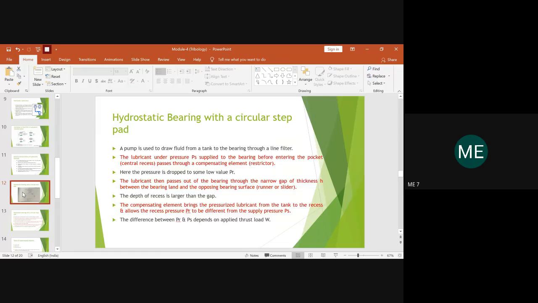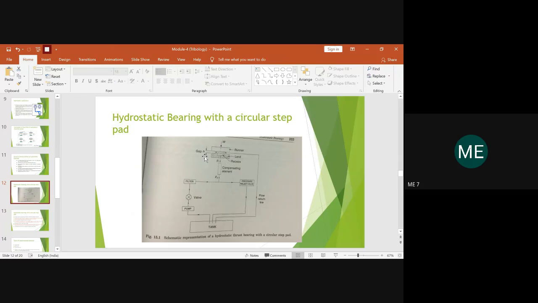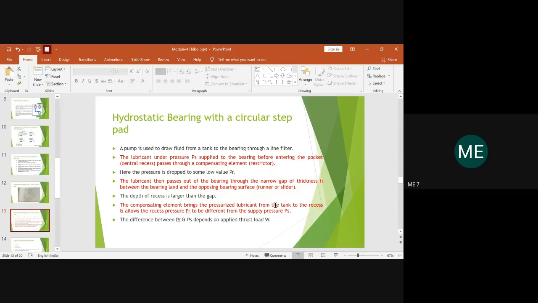So we have a bearing land here. This is the bearing land on which you have the recess. So it occupies the space between the runner and the bearing land. You can just say land or bearing land, both are the same, but you should know the terminologies exactly.